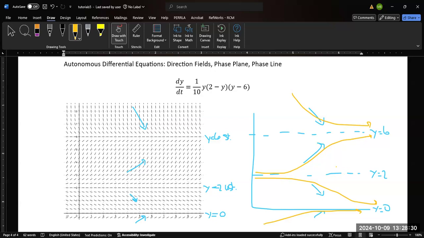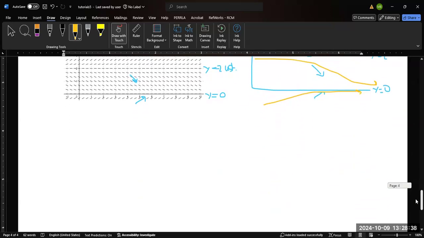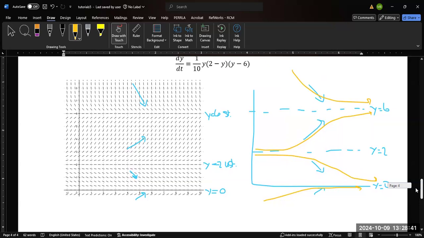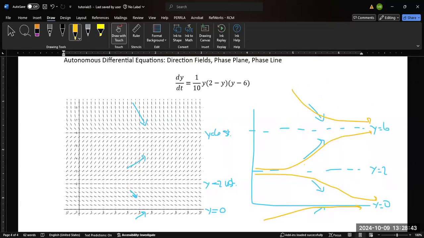Now, we can translate this information into an even simpler representation by looking at the phase line. The phase line essentially takes our direction field, takes this information that we have in 2 dimensions, and reduces it to a single dimension. So, for example, we might draw a line like so, and then mark on it our equilibria positions. So here is 0, and here is 2, and here is 6. So these are our sign changing directions.